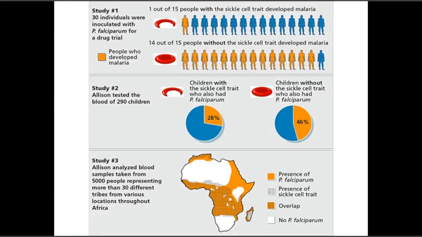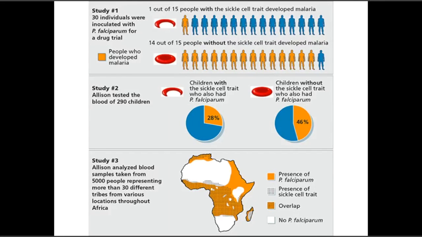These findings were made possible by 3 distinct studies run by Dr. Allison. In his first study, he studied 15 individuals with the AS genotype and 15 other individuals with the AA genotype. What he found was that 14 out of 15 people who had the AA genotype developed malaria, while only 1 individual with the AS genotype developed it.